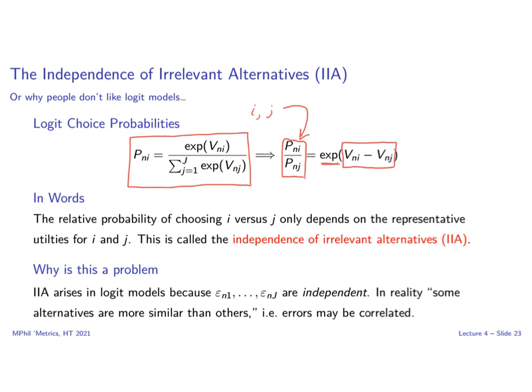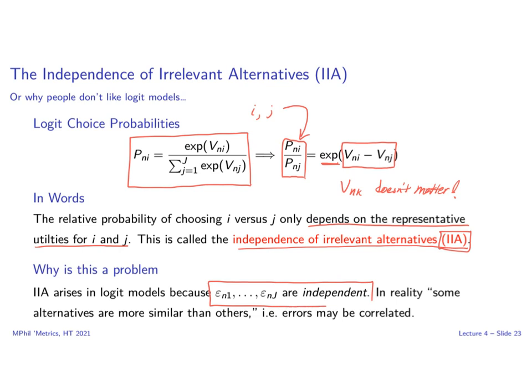This says that the probability of choosing alternative i relative to that of choosing alternative j depends only on the representative utilities of i and j. Because it implies that the representative utility Vnk of any other alternative k has no bearing on Alice's choice between i and j, this condition is called the independence of irrelevant alternatives, or IIA for short. IIA arises in logit models because the errors are assumed to be independent.